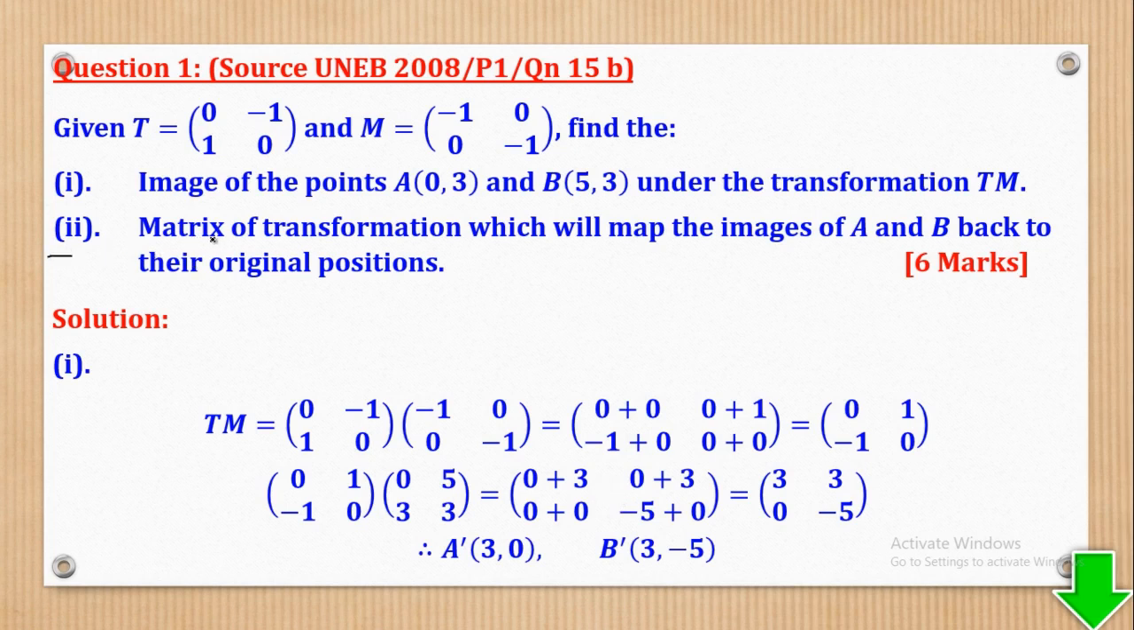Roman 2 says, find the matrix of transformation which will map the images of A and B back to their original position. So it's mapping the image back onto the object, meaning that we need an inverse somewhere. So let's go through that solution in the next slide.